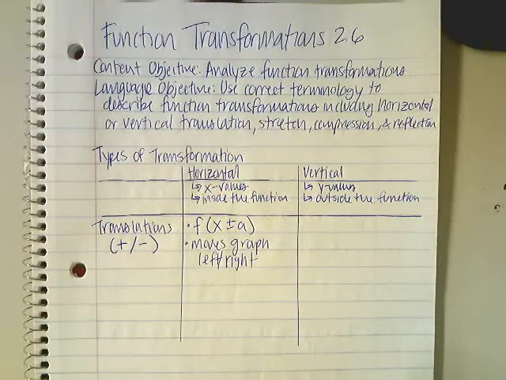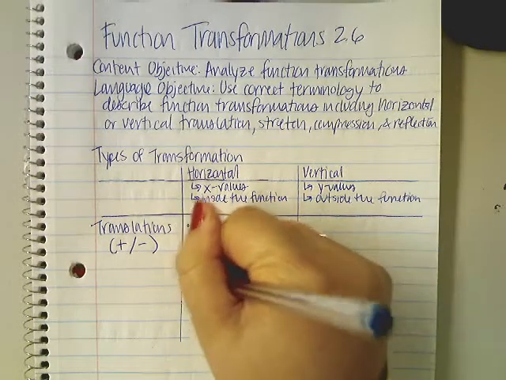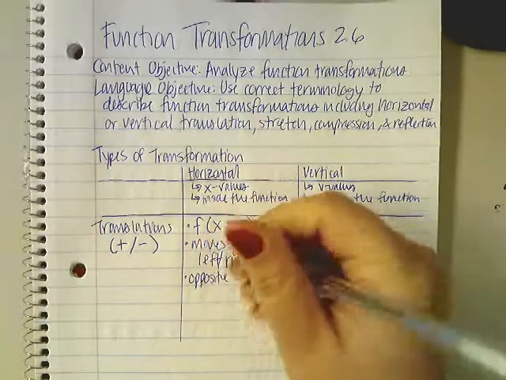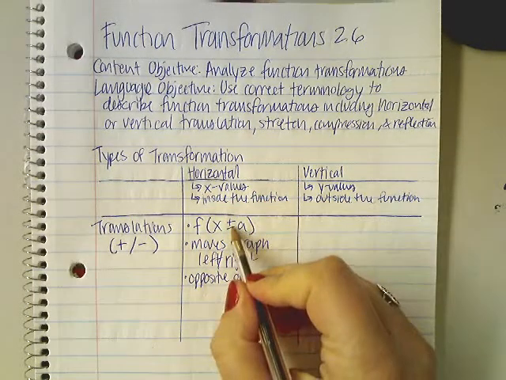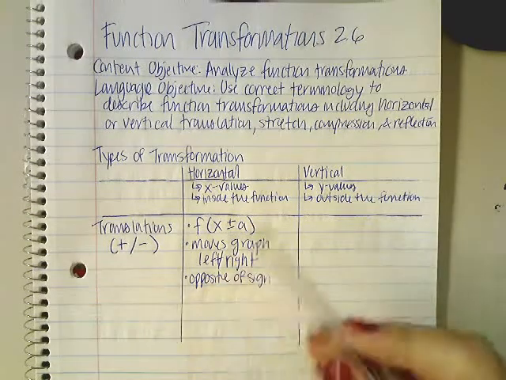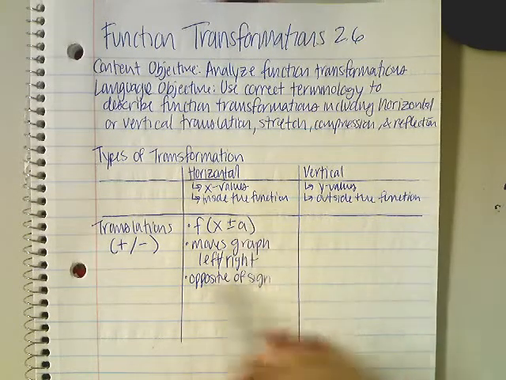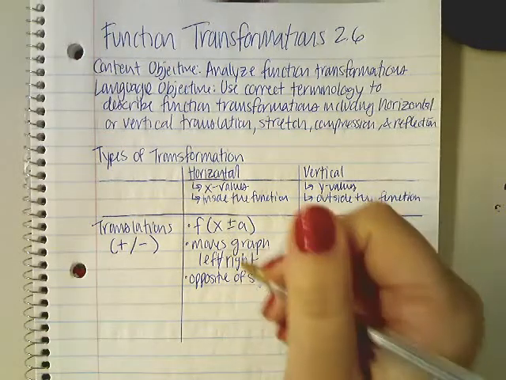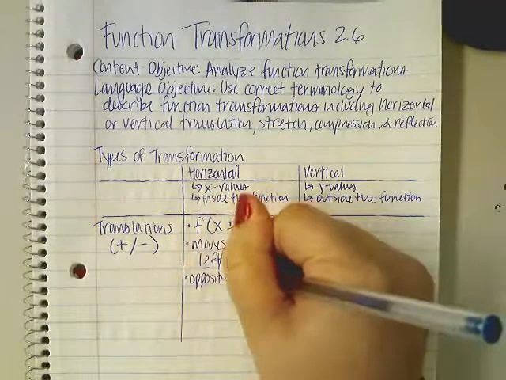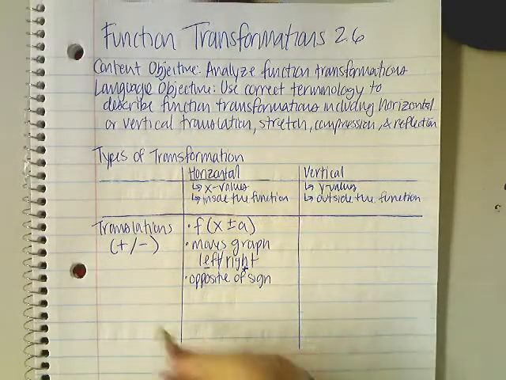So it moves the graph left or right, and it's going to do this in a way that's opposite what you would expect. So if you're adding a, you're going to move it in the negative x direction. If you're subtracting a, you move it in the right direction. So this is why I say opposite sign. So positive goes to the left, negative goes to the right. So I can even write that below here. So negative, positive, just so you remember that.